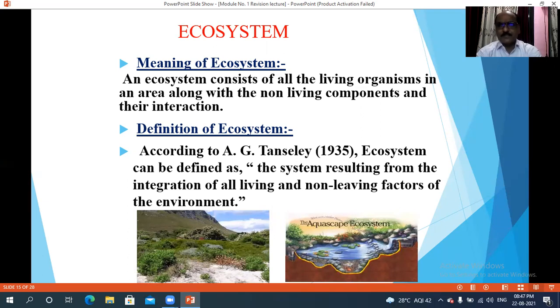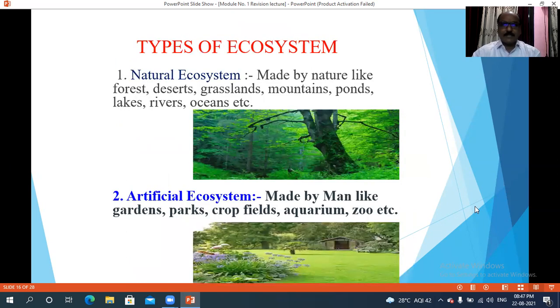You see, here it is shown a land ecosystem or terrestrial ecosystem, and an aquatic ecosystem or water ecosystem. Okay. After that, dear students, next the types of ecosystems.